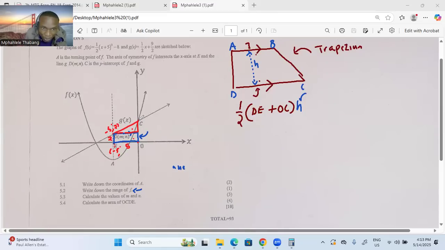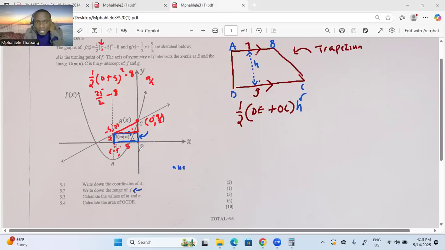Now, what are the coordinates of C? Maybe that's what we have to ask ourselves here. Remember, C is the y-intercept. For the y-intercept, we let x be 0. We substitute x with 0 and find the y-intercept. So it's a half of 0 plus 5 squared minus 8. 5 squared is 25. Half of 25 is 25 over 2, minus 8. 2 times 8 is 16. 25 minus 16 is 9, so it's 9 over 2. So C is (0, 9 over 2).